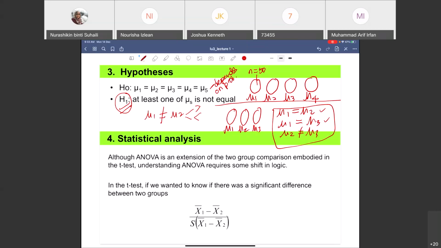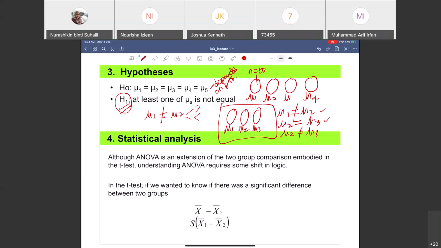Do you understand? Yes. Okay, so it means that although mu1 and mu2 are the same, and mu1 and mu3 are the same, one that is not the same is enough to make it fall under the category of the alternative hypothesis. It can also be like this: maybe 2 of them are not equal and 1 is equal, but still you have to accept the alternative hypothesis. And this is in terms of 3 samples, which is the simplest situation.